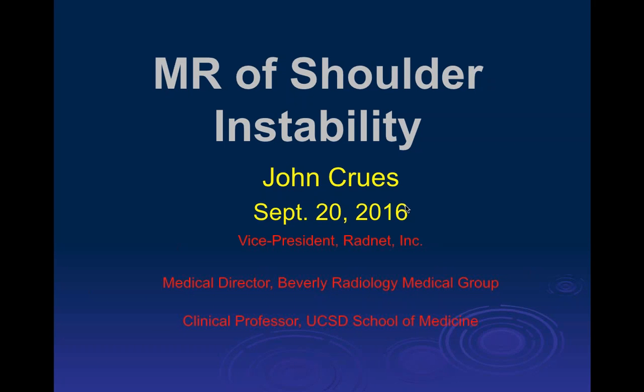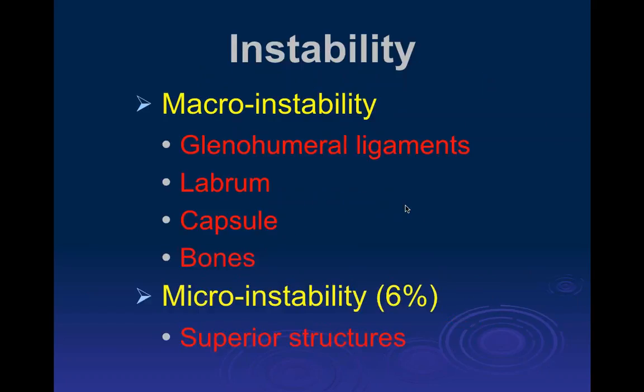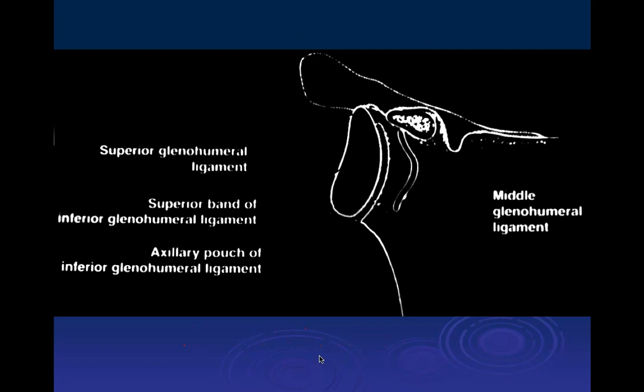Okay, so it's a big topic. We're talking about instability of the shoulder, which will take us a few lectures. Instability can be divided into macro instability, where you have really gross instability of the shoulder, primarily involving injuries to the glenohumeral ligaments, the labrum, the capsule, and bone injuries. And then you can have micro instability, which is typically injuries of the superior structures, and this has become more and more controversial in recent years.